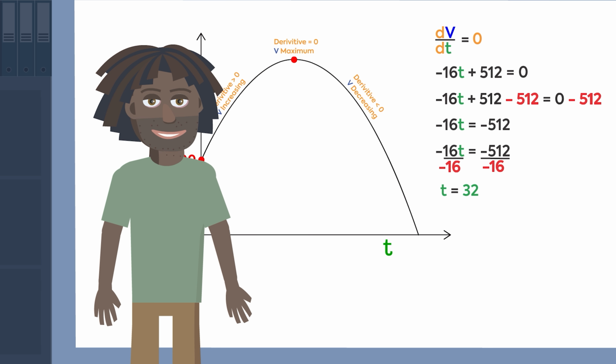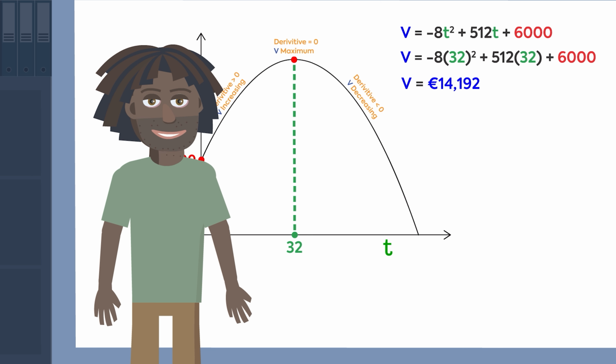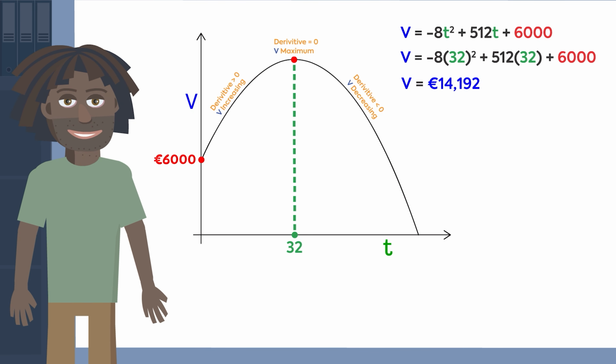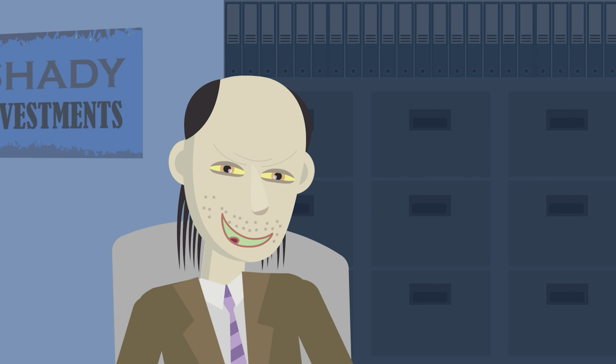Okay, back to business. So after 32 months, the value of our investment will be at its maximum. Let's find out what that maximum value is by substituting t equal to 32 into the quadratic function. Well then, Shady, this calculation is telling me that at the end of 32 months, my investment is worth 14,192 big ones.